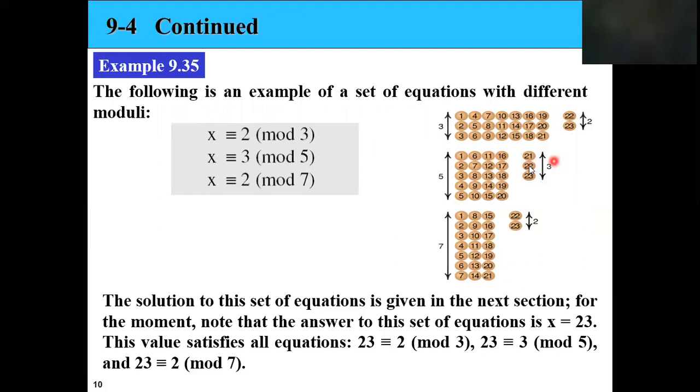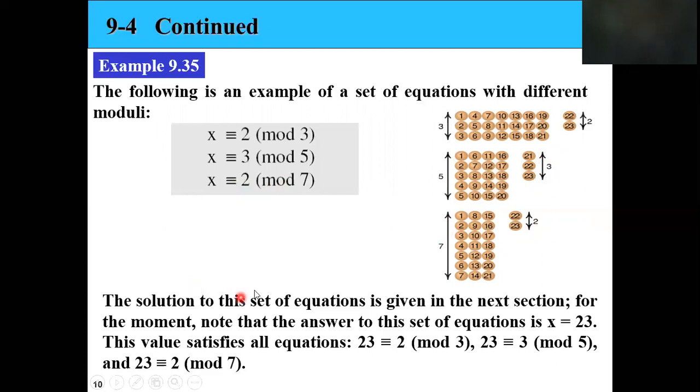So let us take one graphical representation. Say you have numbers that you have to arrange in 3 rows, and the remainder is 2. Then the remainder is 3 when you arrange the numbers into 5 rows: 1 2 3 4 5. And here the remainder is 2, and you have to arrange all the elements in 7 rows: 1 2 3 4. So x is congruent to 2 mod 7.